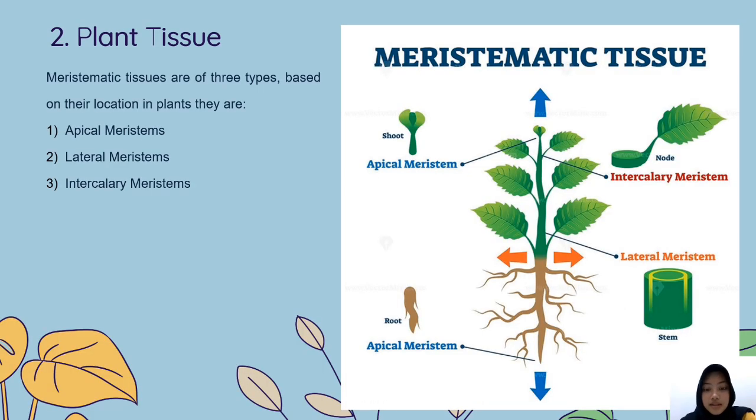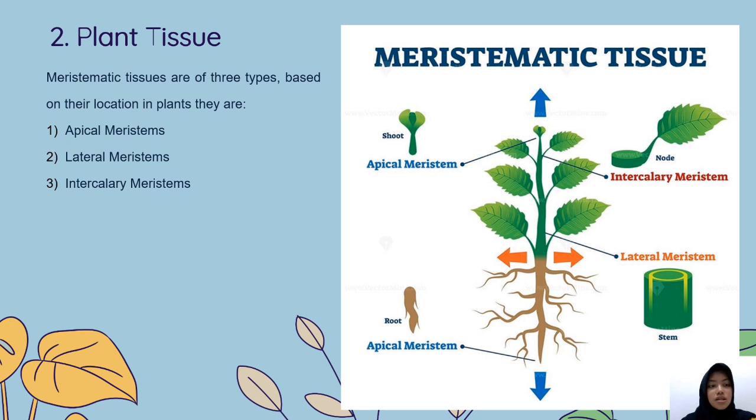Okay, the next material is plant tissue. Plant tissue are of two main types. There are meristem tissue and then permanent tissue. Meristem tissue is like stem cells in animals that have the potential to divide throughout life, thus contributing to plant growth. And they are found in the stem and root meristem.